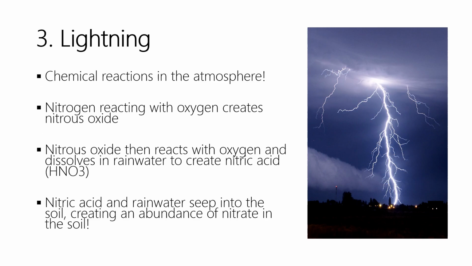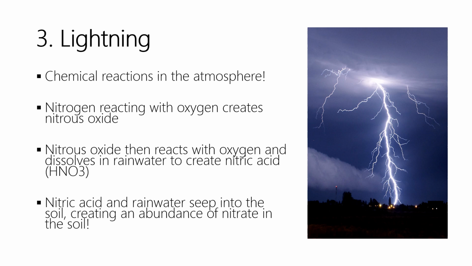The third way is lightning. When it rains and there's a storm and lightning strikes, there are chemical reactions taking place in the atmosphere. Nitrogen reacting with oxygen creates nitrous oxide in the atmosphere. Then the nitrous oxide reacts with oxygen and then dissolves with rainwater. So it mixes in the air, falls to the ground and into the soil and creates nitric acid. The nitric acid and the rainwater are absorbed into the soil, creating an abundance of nitrate in the soil. So this then creates the nitrate where it's absorbed.